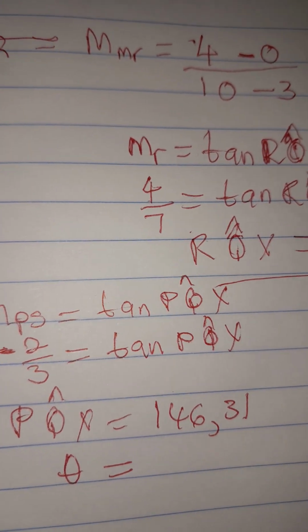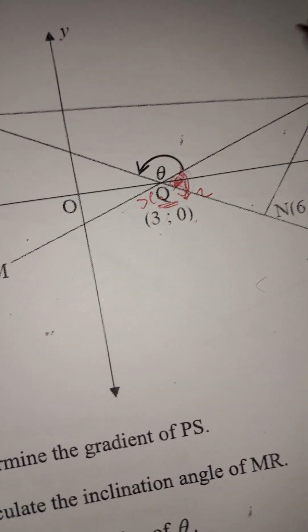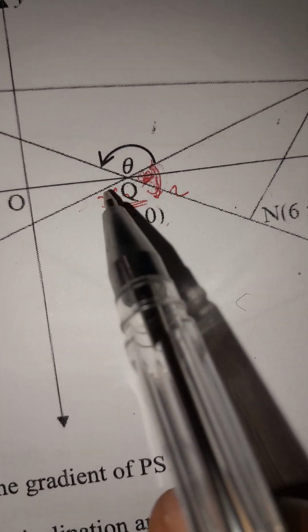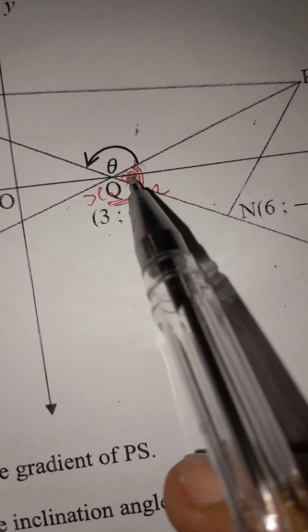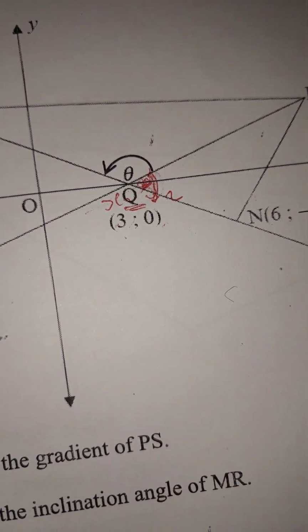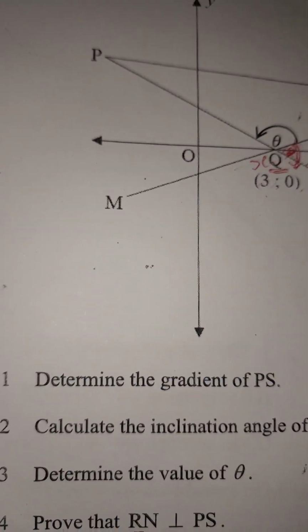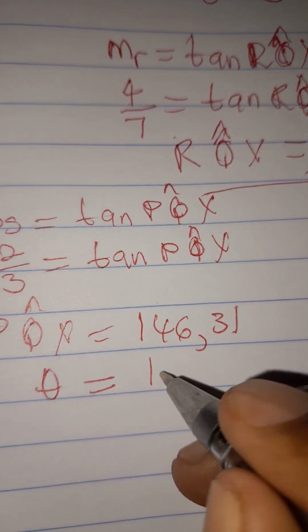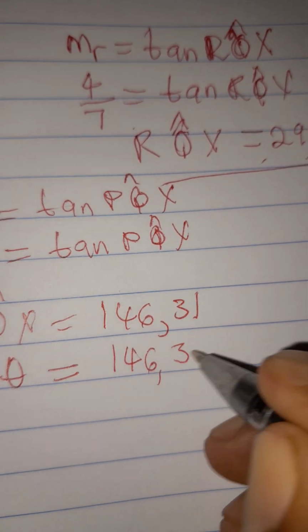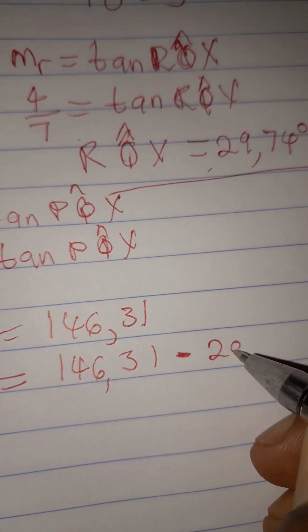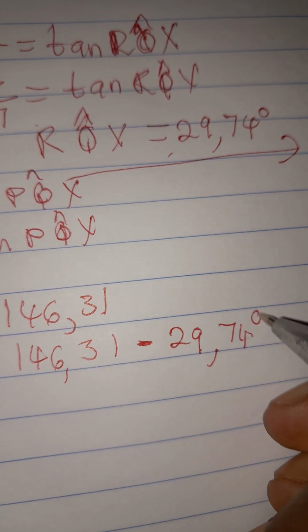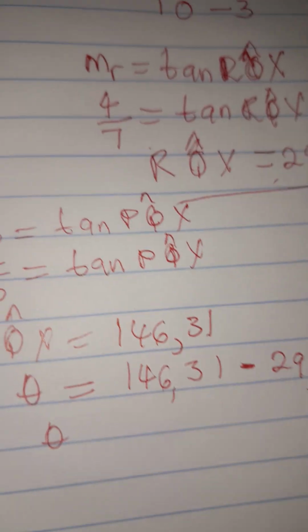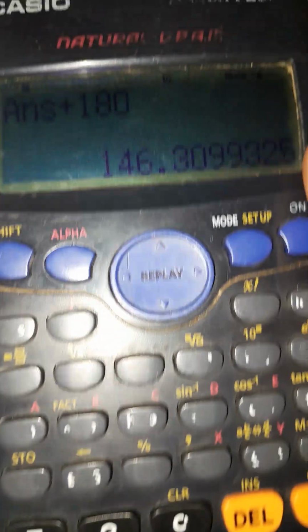Since this is theta, we are also going to use this angle here that we have calculated. So to get theta, we'll subtract the angle that we've calculated, PQX. All right, let's see how we are going to do it. We are going to say 146,31 subtracted by 29,74 degrees. Okay, so what is this? Let's punch our calculator there.